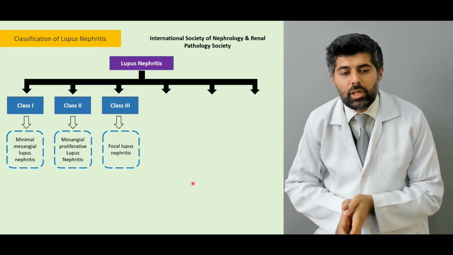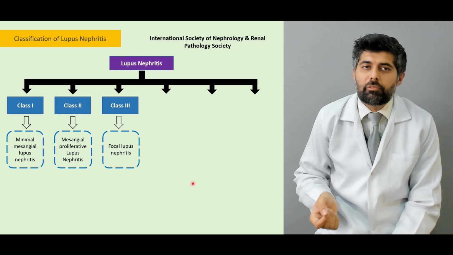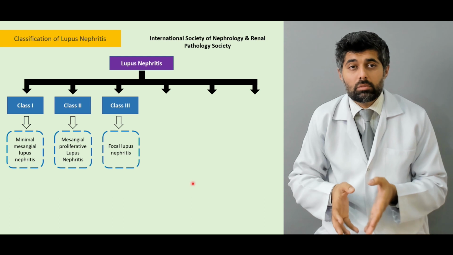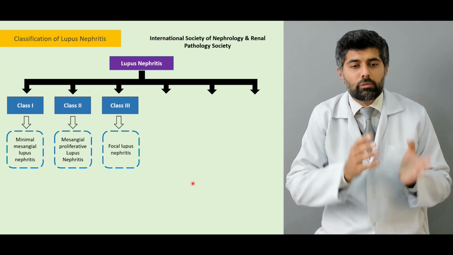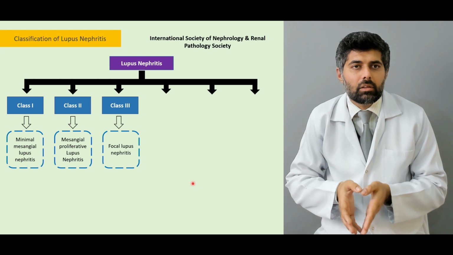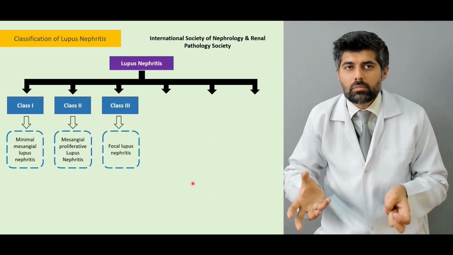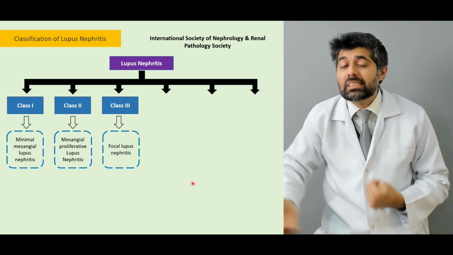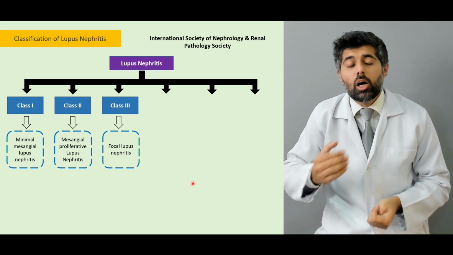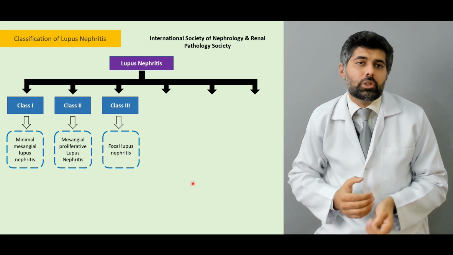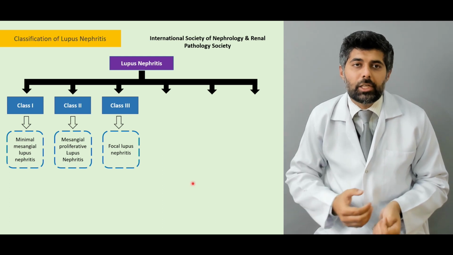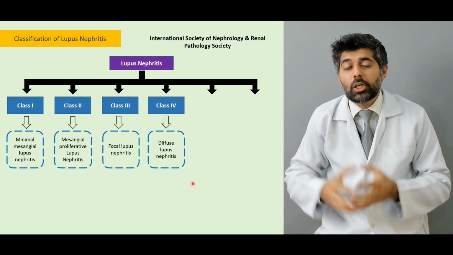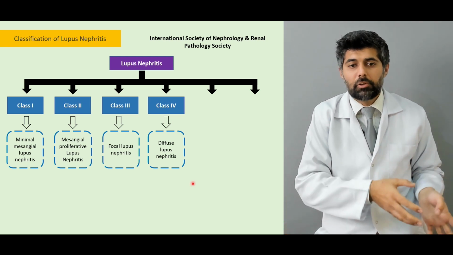Next is the class 3 or the focal lupus nephritis. Now, focal lupus nephritis, either active or inactive, has both focal or segmental or global extracapillary glomerulonephritis, which is less than 50%, along with focal subendothelial deposition of antibodies. So this classification has 3 components that we will discuss further.